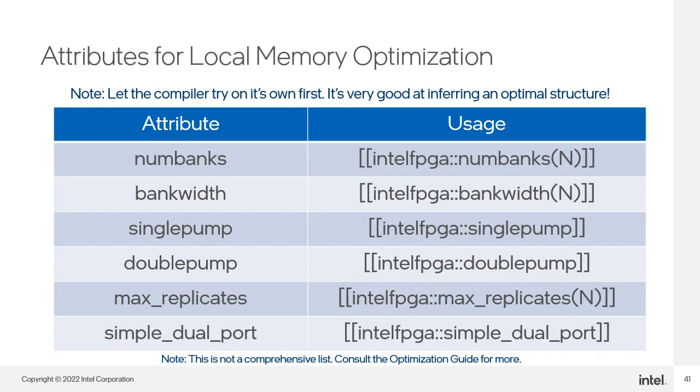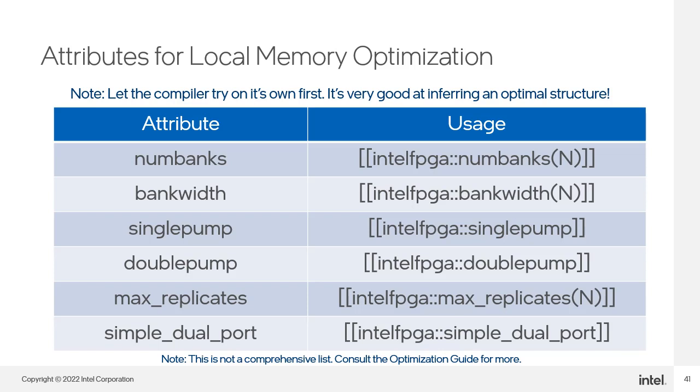As a general rule, try to code in a pattern that can be optimized by the compiler. At first, let the compiler try on its own to achieve memory optimization because it does a good job of finding the best optimization techniques for your kernel. If you realize the compiler is unable to do so or you want something special, there are attributes that can be utilized.